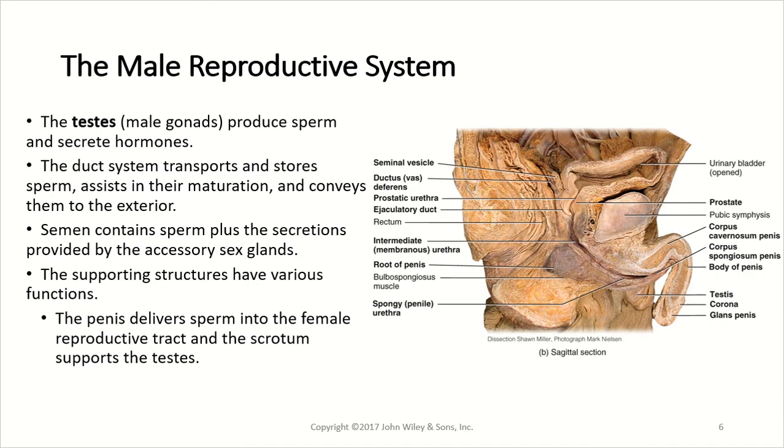So the testes, these are the male gonads, are responsible for producing sperm and secreting hormones. The duct system transports and stores sperm, assists in their maturation, as well as conveys them to the exterior, to the outside world. And then semen contains sperm, plus some of the secretions that are provided by those accessory sex glands. The supporting structures have various different functions. So the penis delivers sperm into the female reproductive system, and the scrotum supports the testes.